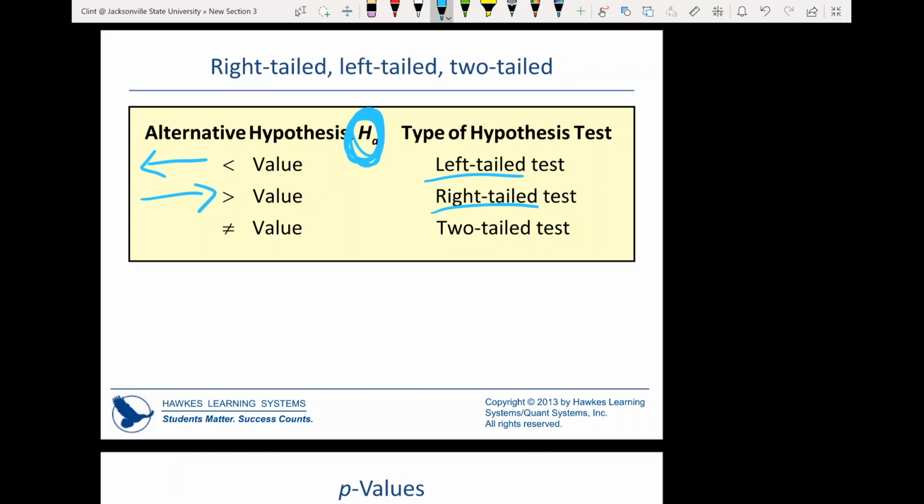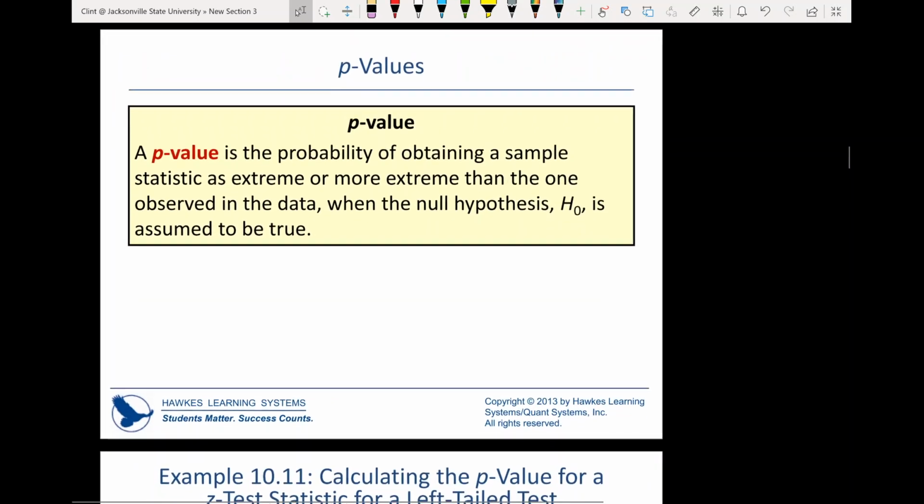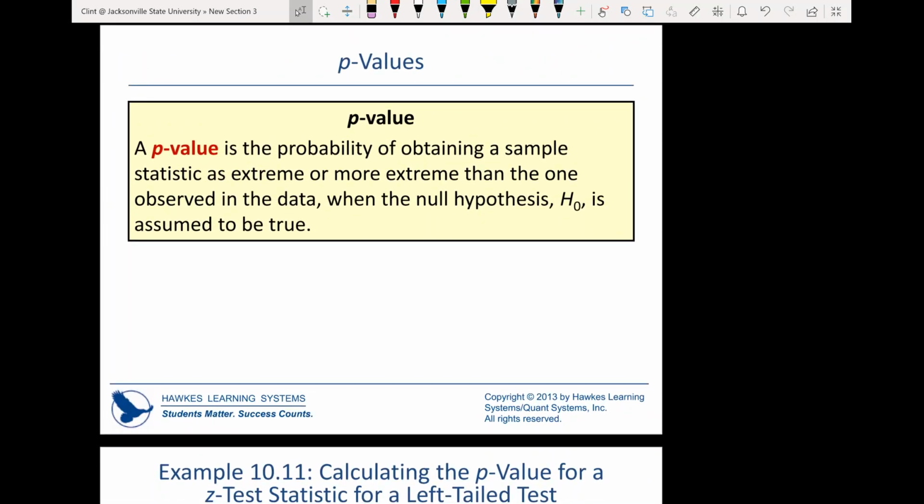Okay, so now let's talk about a p-value. Our definition says a p-value is the probability of obtaining a sample statistic as extreme or more extreme than the one observed in the data, assuming that the null hypothesis is true. So the idea here is that we start off assuming the null hypothesis is true, and then we look to see where our test statistic from our data is.